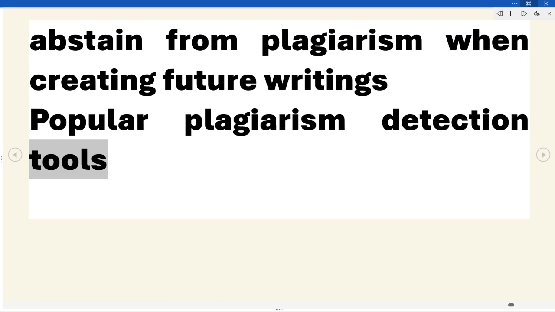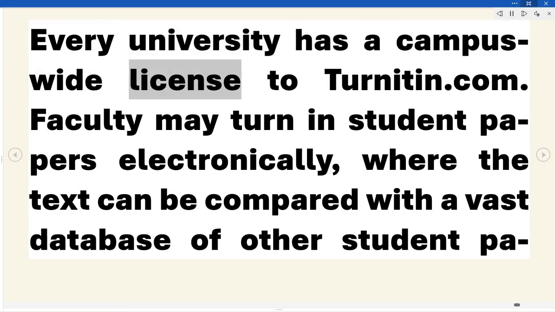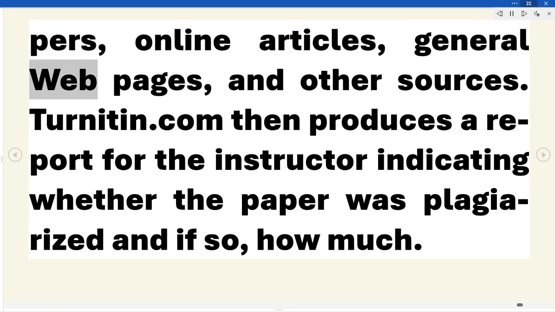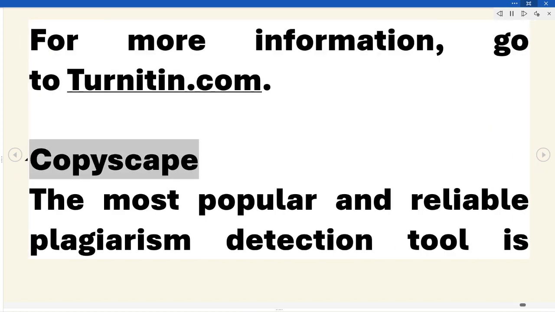Popular plagiarism detection tools. Currently, there are different tools to identify plagiarism in written content. Here are some commonly used tools. Turnitin.com. Every university has a campus-wide license to Turnitin.com. Faculty may turn in student papers electronically, where the text can be compared with a vast database of other student papers, online articles, general web pages, and other sources. Turnitin.com then produces a report for the instructor indicating whether the paper was plagiarized and if so, how much. For more information, go to Turnitin.com.